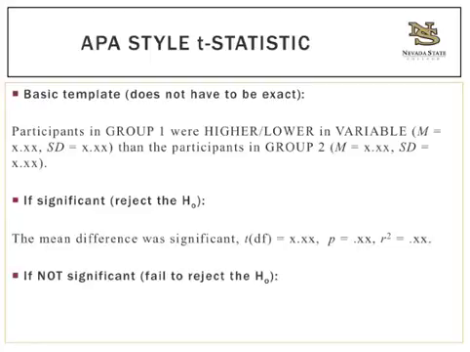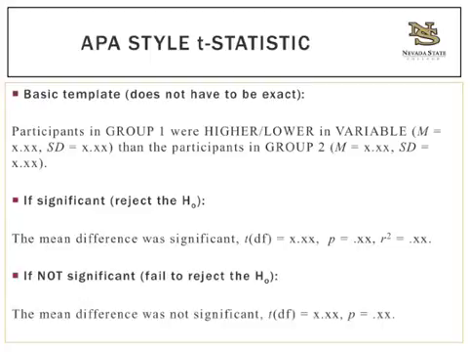If it is not significant, so we did not find a significant difference, you have failed to reject your null hypothesis, and the mean difference was not significant. Again, your T with your degrees of freedom and your exact p-value. We do not report an effect size because there's no reason to. If there's no significant effect, then we don't need to inform the reader of how meaningful that effect or difference is.